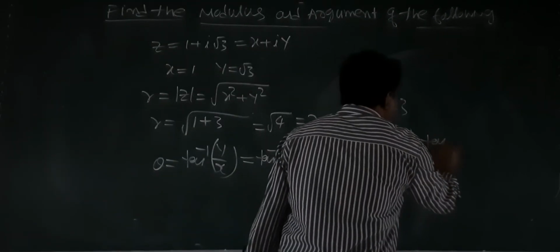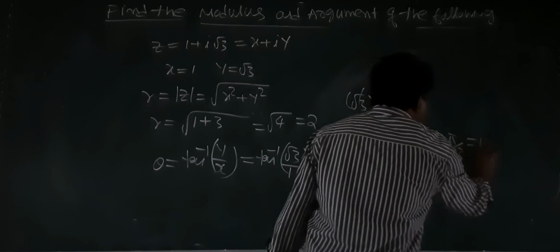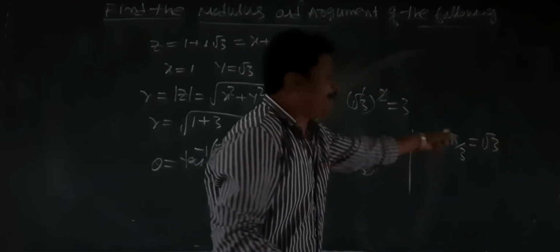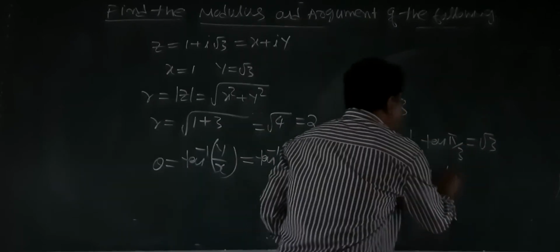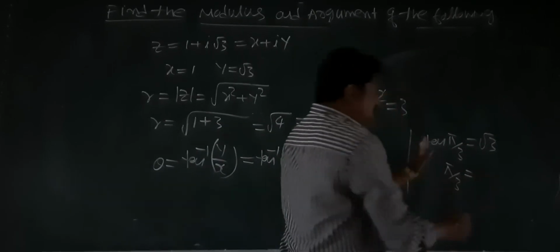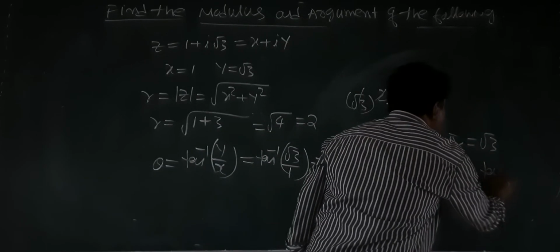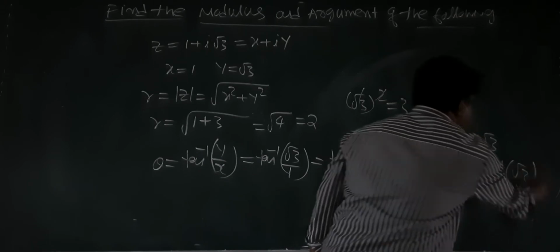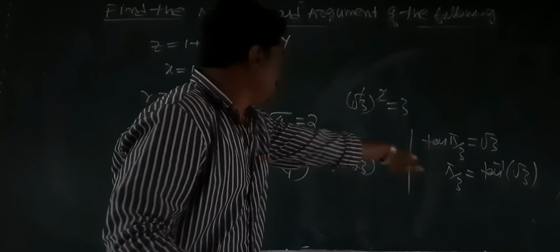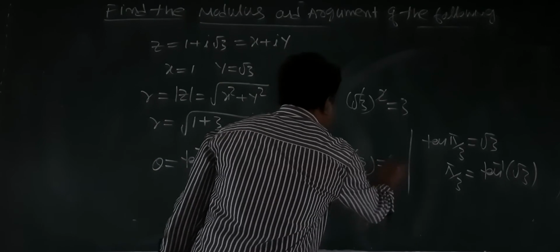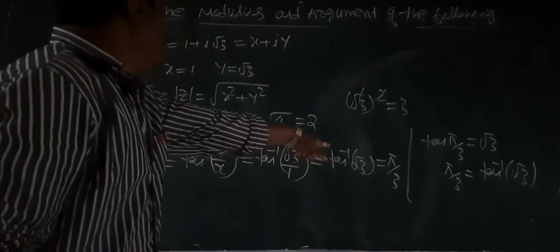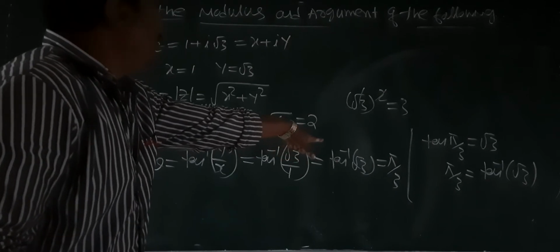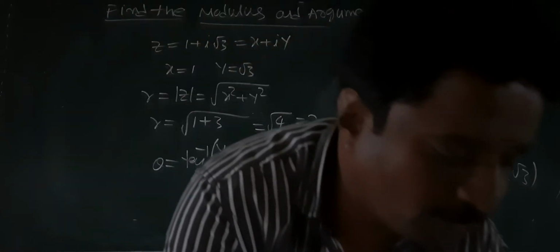So tan pi by 3 equals root 3. Move tan to the other side. Pi by 3 equals, what happens when tan goes to the other side? Tan inverse root 3. How much is tan inverse root 3? Pi by 3. So we got the argument. This is the argument. Let us go for solving one more question.